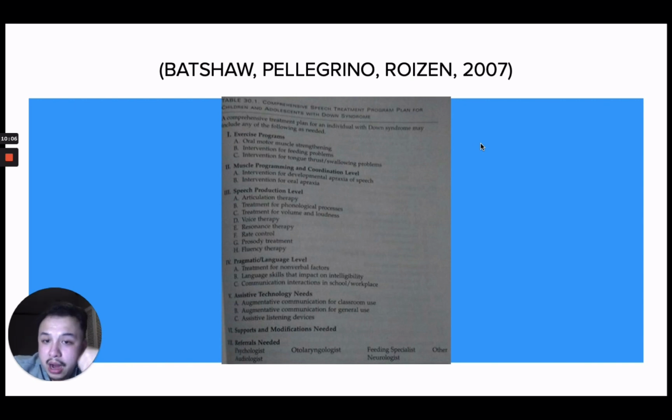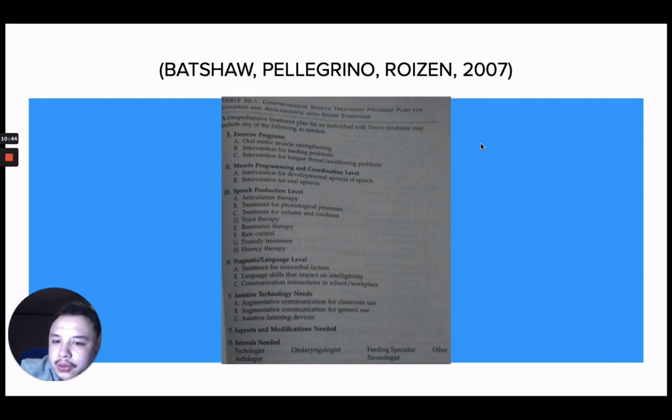So for exercise programs, especially with individuals with Down syndrome, you may consider oral motor muscle strengthening, intervention for feeding problems, intervention for tongue thrust or swallowing problems. Now, for muscle programming, we may also intervene with developmental apraxia of speech or oral apraxia. And for speech production, we may also look into articulation therapy, phonological processes, the treatment for the volume and loudness of our voice, which also looks into resonance and rate control, prosody treatment, and lastly would be fluency therapy. We have a lot of things to tackle in terms of speech production level because, as I mentioned, individuals with Down syndrome have difficulties with their motor skills.